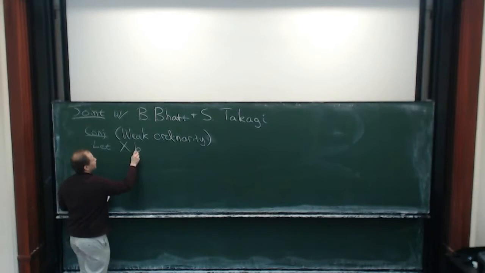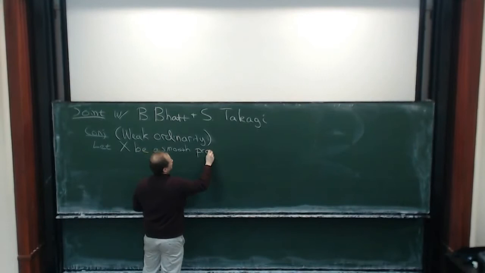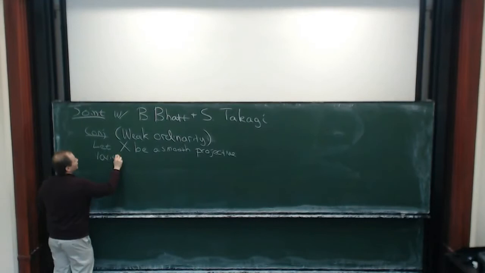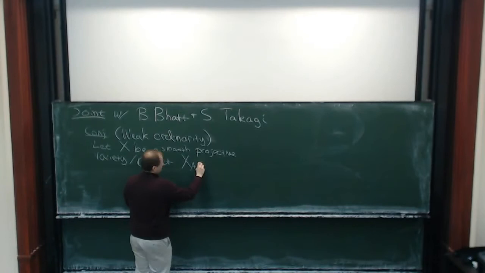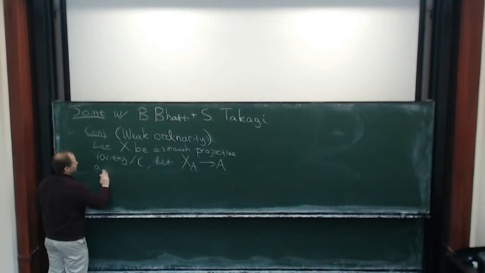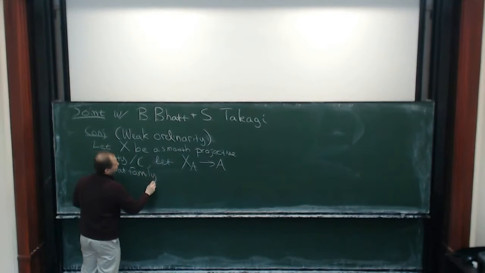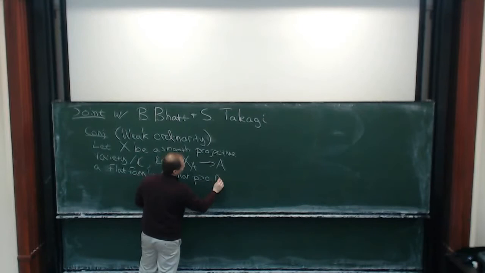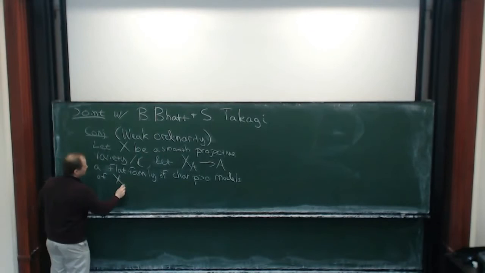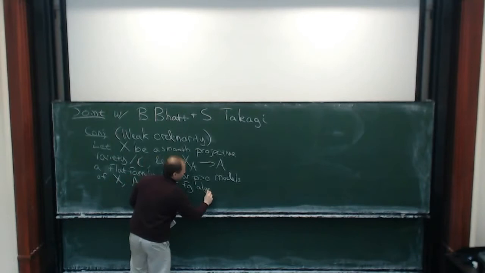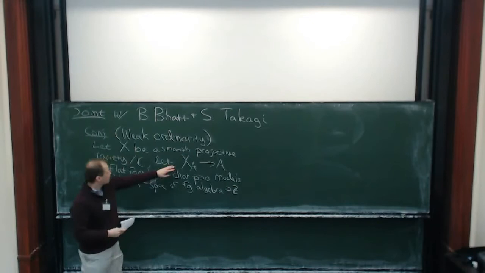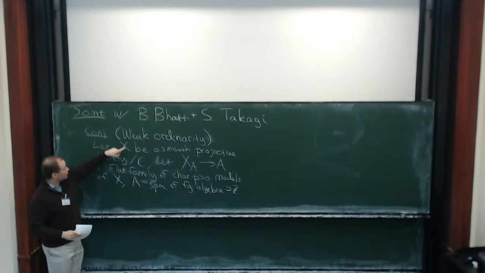So let's let X be a smooth projective variety over C. And let's let X_A, maybe over A, be a flat family, I'll say of characteristic p models of X. So here, A is equal to the Spec of some finitely generated algebra containing the integers. And the idea is, I'm just doing a reduction to characteristic p here, if I tensor this family up with C, I just get my original X over C.